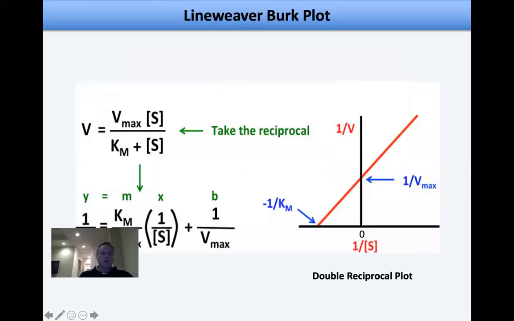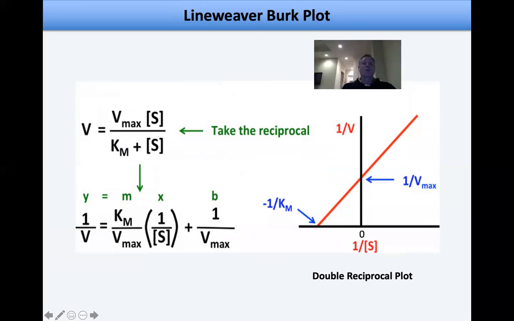So we can manipulate the Michaelis-Menten equation. When we do that, we can get a y equals mx plus b form, and we formulate what's known as a Lineweaver-Burk plot, or a double reciprocal plot. When we graph 1 over v versus 1 over s, we get a linear relationship such that the y-intercept is 1 over Vmax and the x-intercept is -1 over Km. You should 100% remember those intercepts in a Lineweaver-Burk plot.